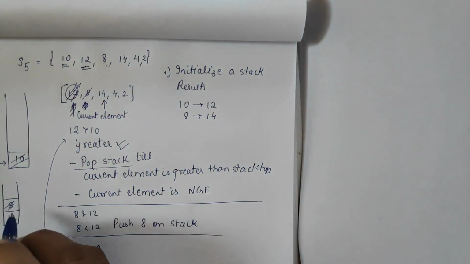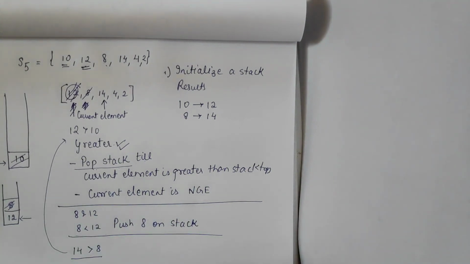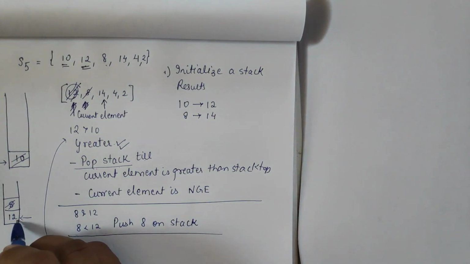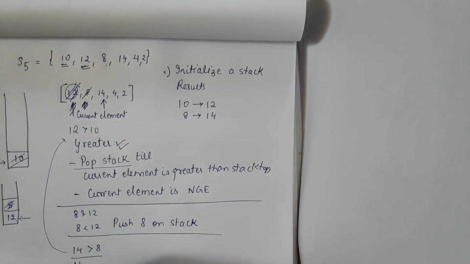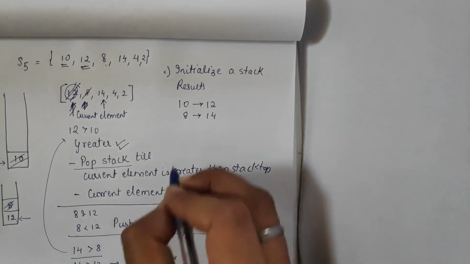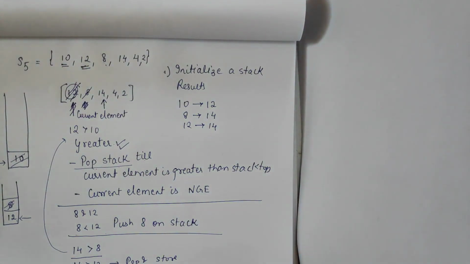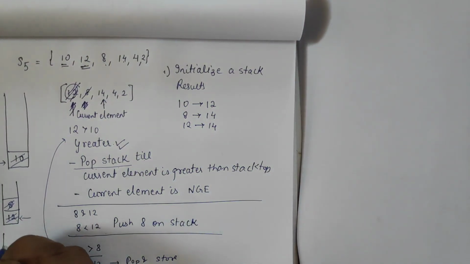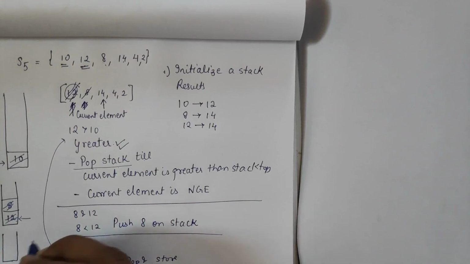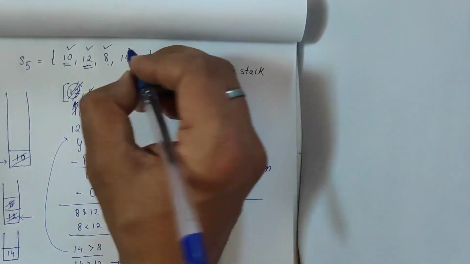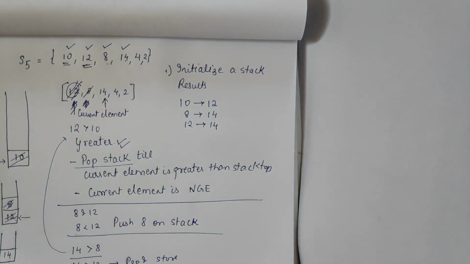The stack top becomes 12. Again we check, because the current element is 14. Now 14 is also greater than 12, so pop and store. For 12 also, the next greater element is 14. When you pop 12, the stack is now empty. So when the stack is empty, what was the current element? 14. That is to be pushed on the stack. Now we have pushed 14.